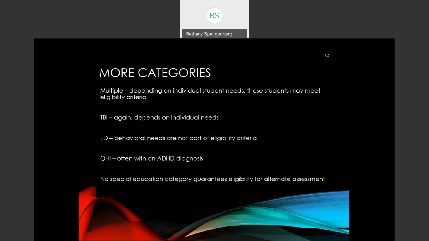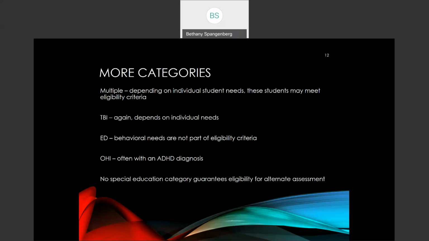Emotional disabilities are not part of eligibility criteria for alternate assessments. In fact, behavior needs are on the list not to consider for eligibility. Students' behavioral needs should be addressed in the classroom to prepare the student for state testing long before testing windows open.